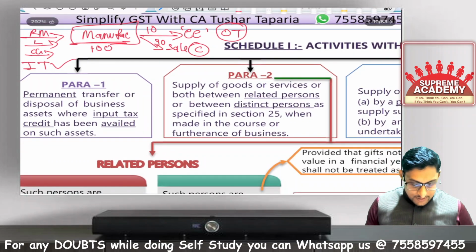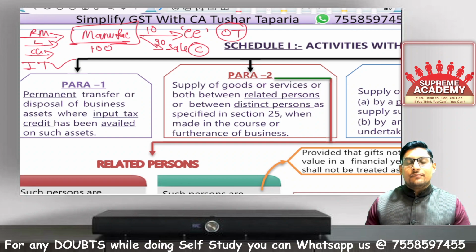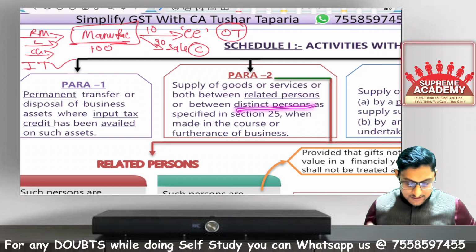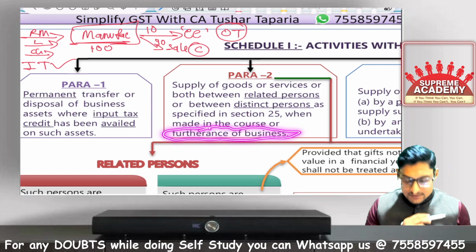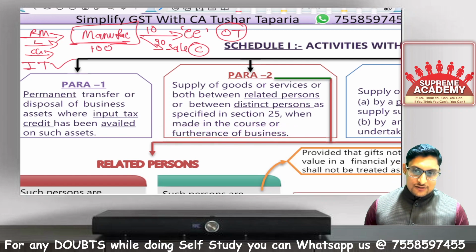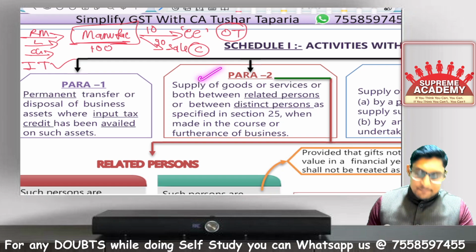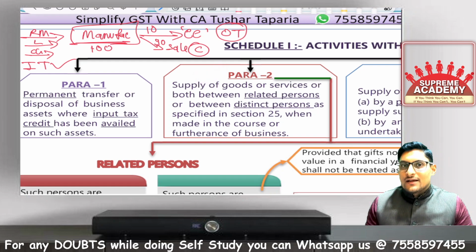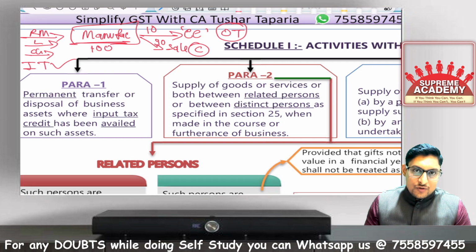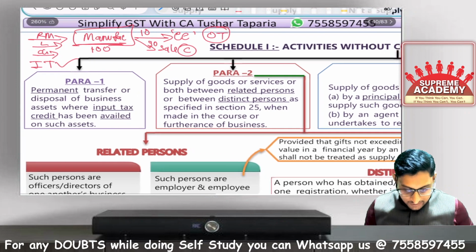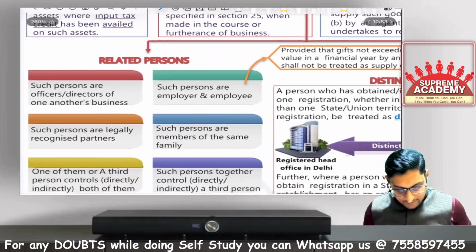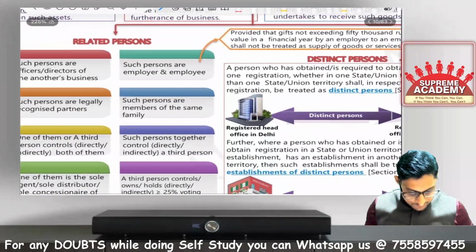Now, para number 2: supply of goods or services or both between related persons or between distinct persons as specified in section 25, when made in the course or furtherance of business. So, supply of goods or services made by a person to their related person or to any distinct person, where this is done in the course or furtherance of business. First of all, there are two terms: related person and distinct person. We will have a proper understanding of these two terms.